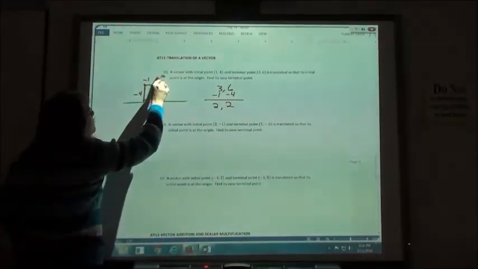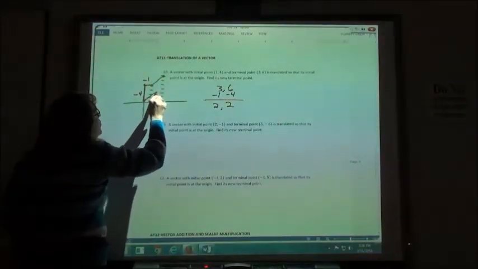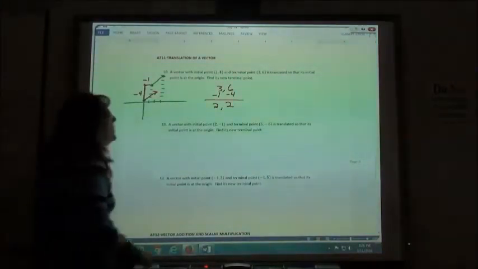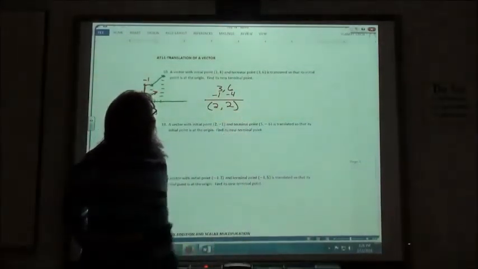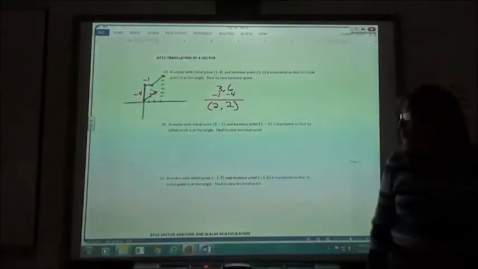If I go to the left 1 and down 1, 2, 3, 4, now my vector is going like that, and would be at 2, 2 if I could draw straight. And so my new terminal point there is at the point 2, 2.